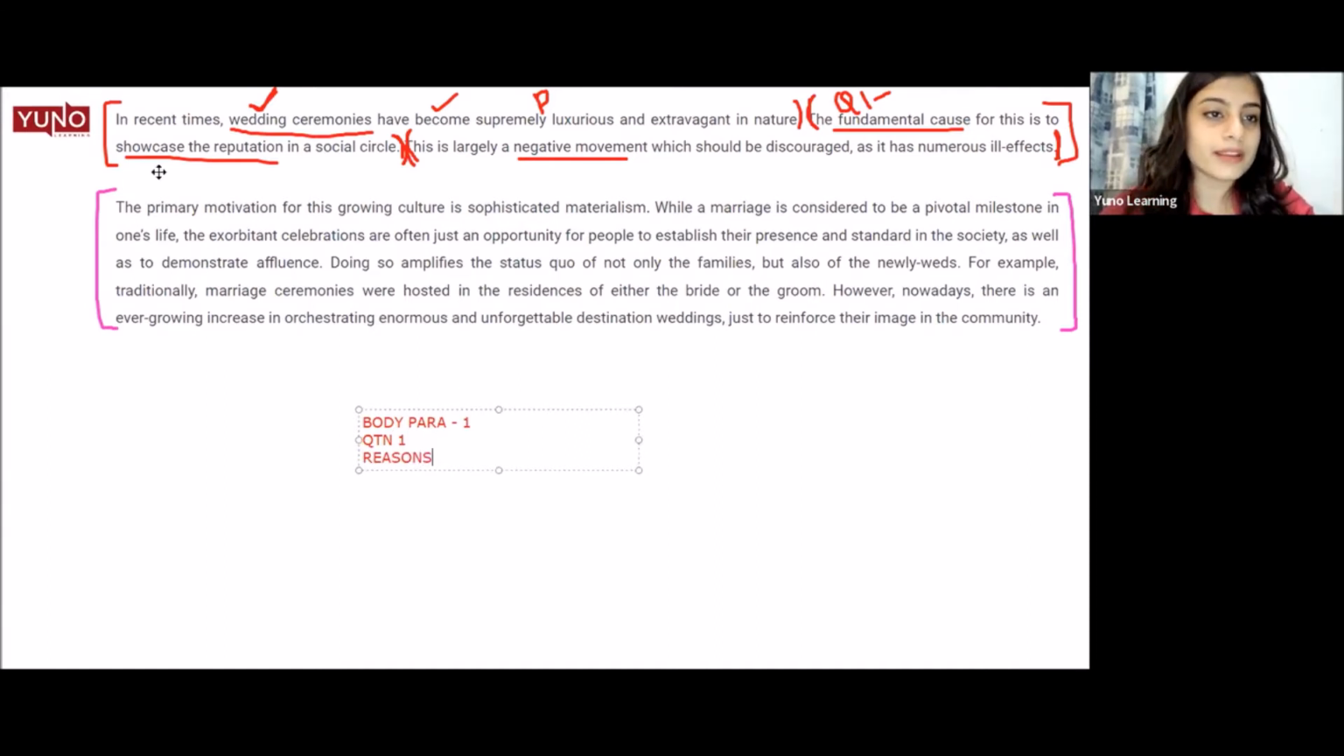This is what the paragraph is about. The entire paragraph is focused on reasons only. All right. So now let's understand this closely. Let's look at the first sentence.